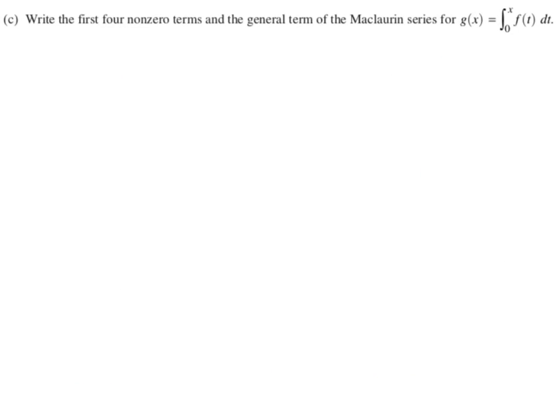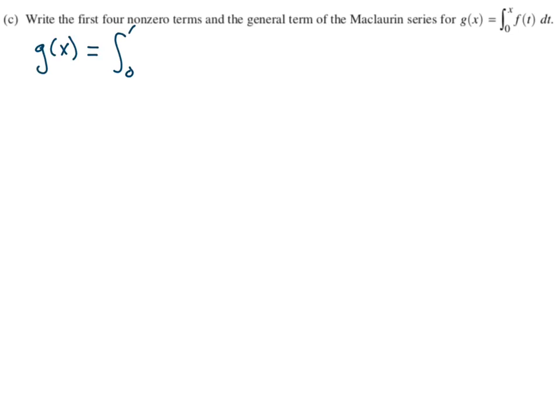And for part C, they want us to write the first 4 non-zero terms in the general term for the Maclaurin series of g of x equals the integral from 0 to x, f of t dt. So we're going to bring in that polynomial that we found from the beginning, f of x or p of x, and we're going to replace all of it with a t. We are using our x's in our variables for g, so we got to make sure we sub those out.